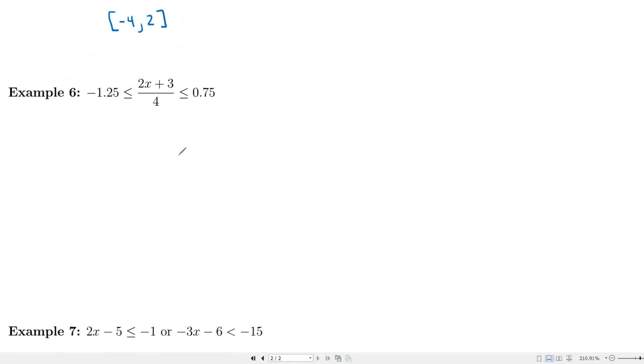All right, well, how about this one? You're going to start this one just like we did any of the other ones. We are going to try to isolate that x so we can figure out what x values are going to satisfy the inequality. So how do we proceed? Well, we're going to multiply all parts of this by 4, right? So multiply by 4.